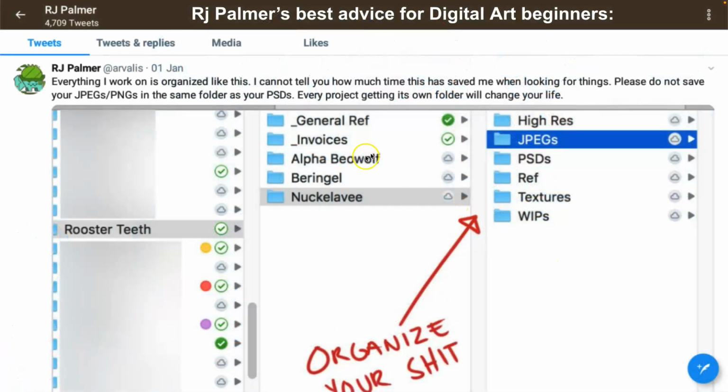Now, this is his big tip for how to do this. And this is something I always point out, right? The problem with digital art is it's easy to lose. Whereas traditional art, it's hard to store all of it. It's easy to store your digital art. It's hard to know where to find it. So make sure you're organizing your stuff as you go.